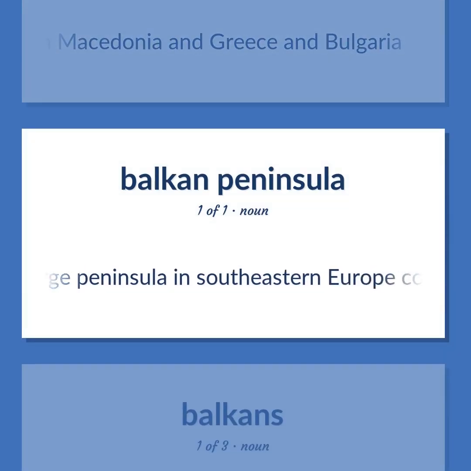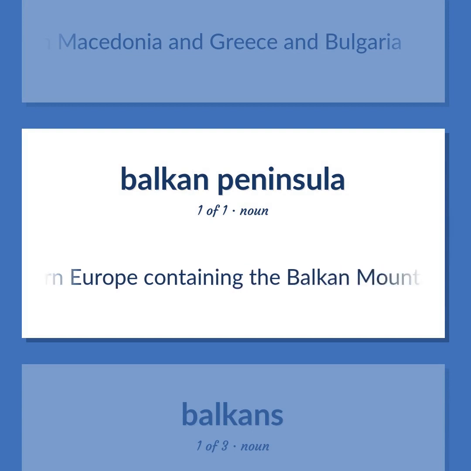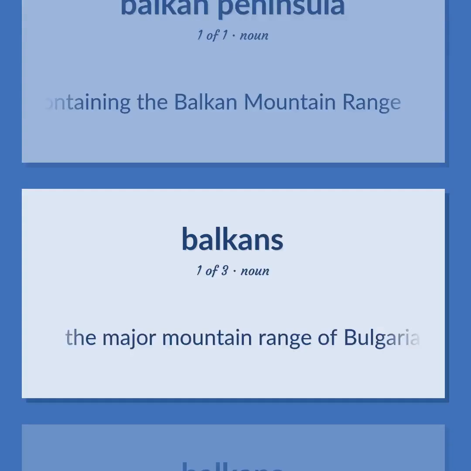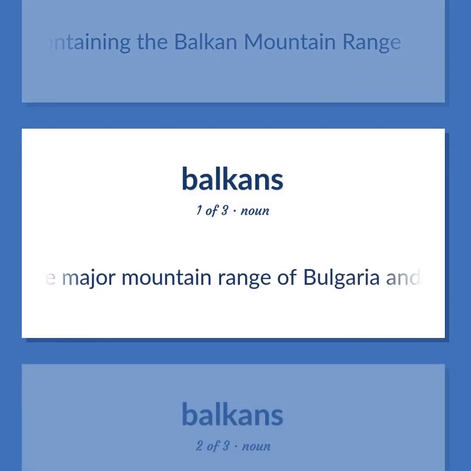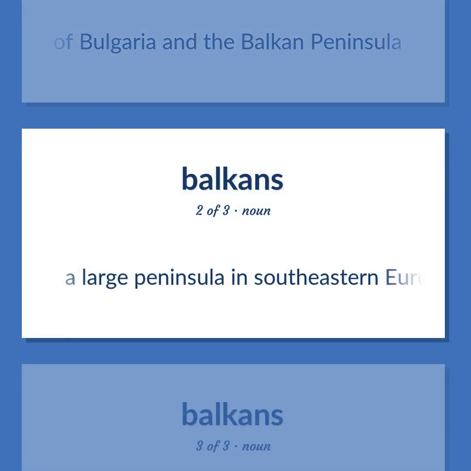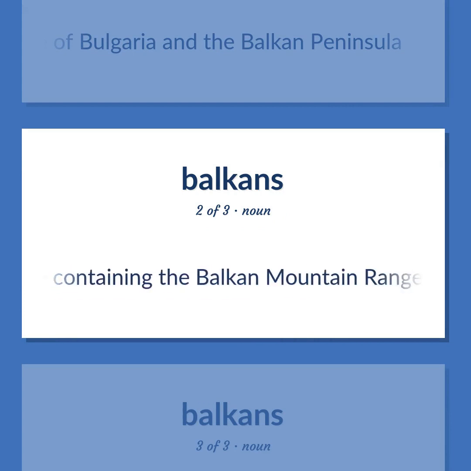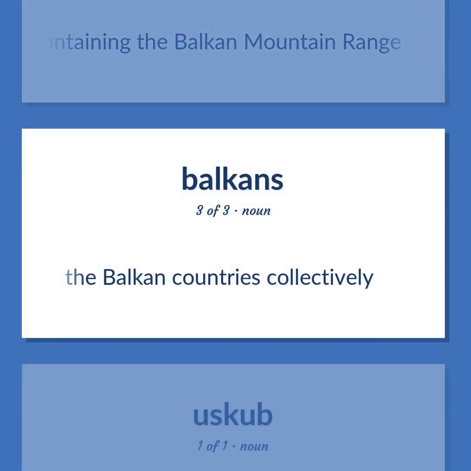A large peninsula in southeastern Europe containing the Balkan mountain range. The major mountain range of Bulgaria and the Balkan Peninsula. The Balkan countries collectively.